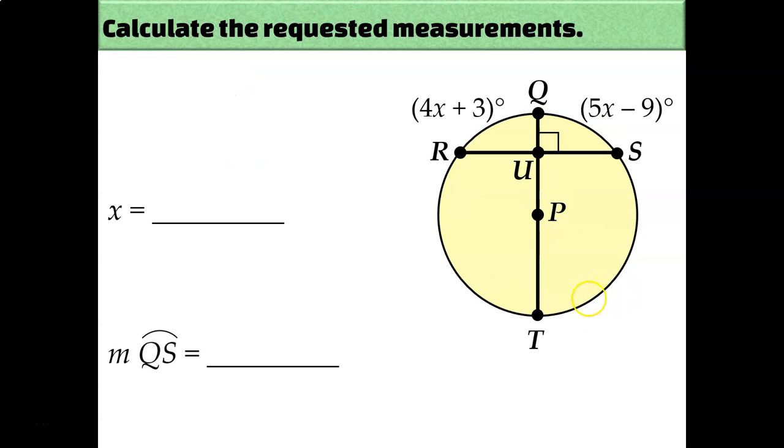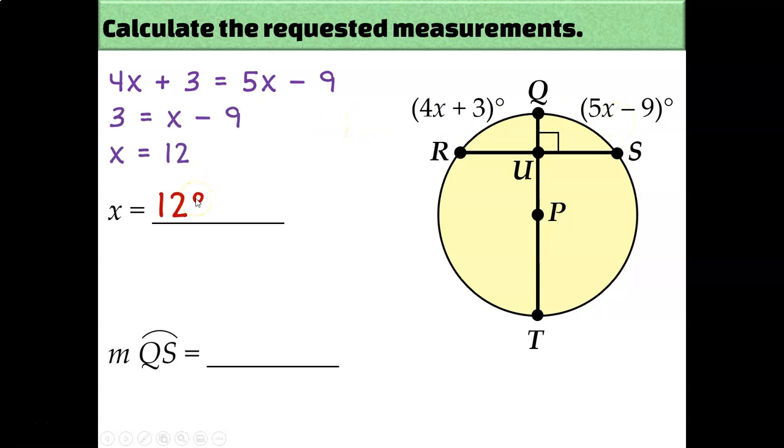So let's throw some algebra in there. Again, we have a diameter and a chord, and they're perpendicular. So I know that the chord was cut in half and the arc was cut in half, which means 4x plus 3 must be equal to 5x minus 9. So when I solve that out, I get an answer of x equals 12. So I can plug 12 in to figure out the measure of arc QS. It must be 51 degrees.